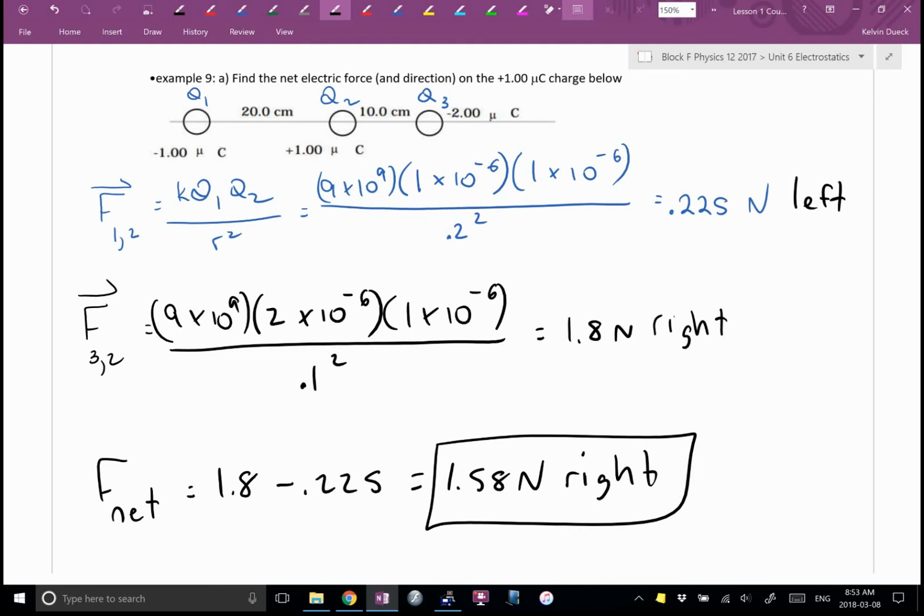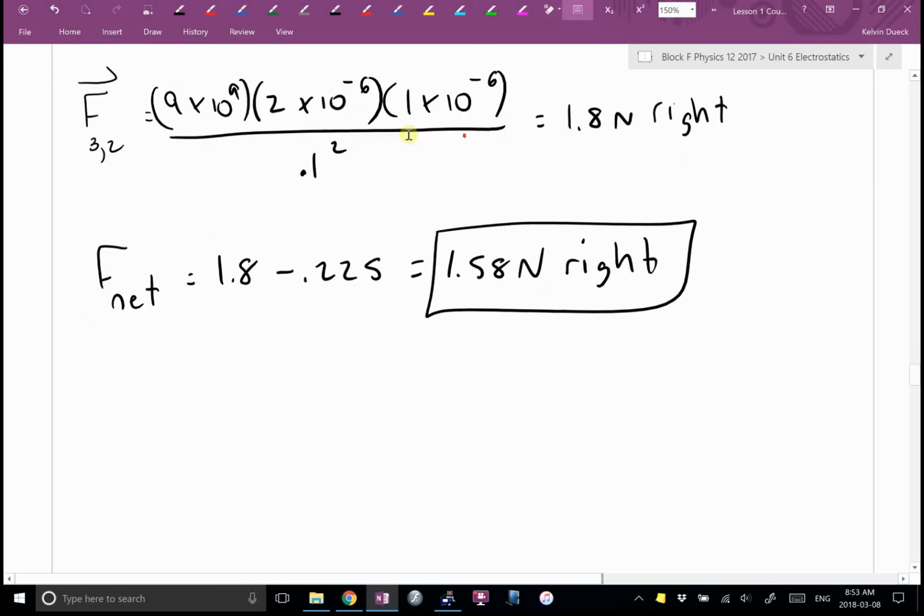You'll notice, by the way, I know that this charge and this charge are exerting a force on each other. I don't care about that. That's not what the question asked. The question said, find the net force on the second charge. So I don't care what 1 and 3 are doing to each other. Not even part of my equation. Is that all right? Turn the page, or next page over.